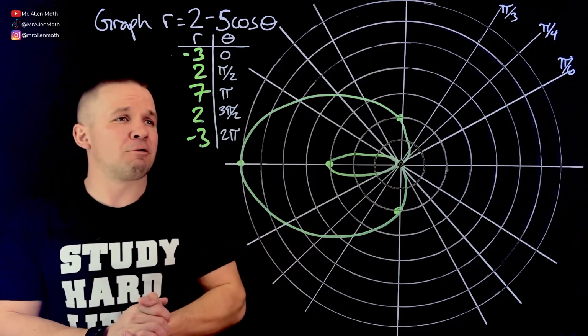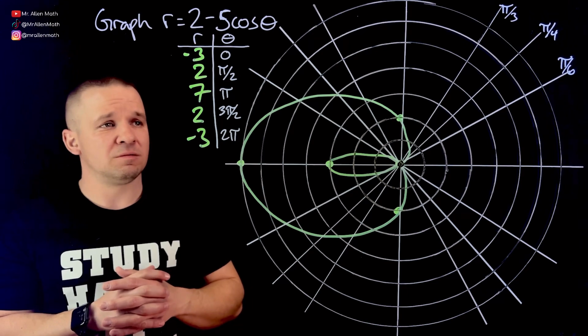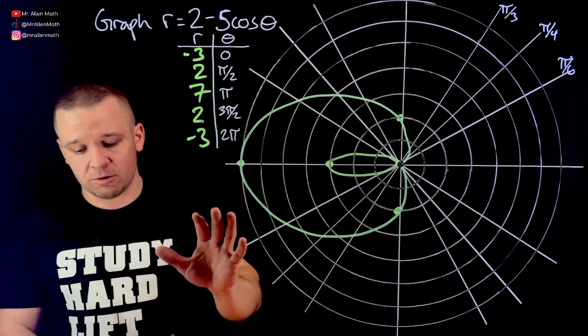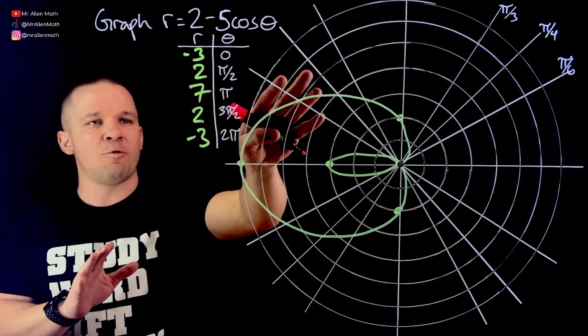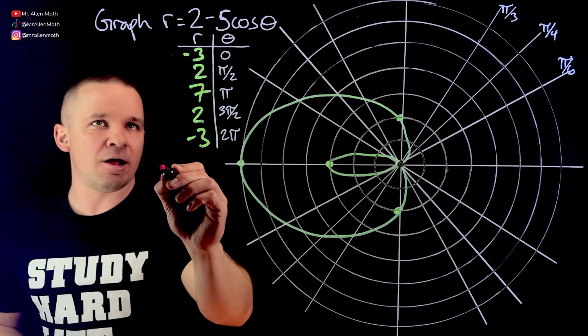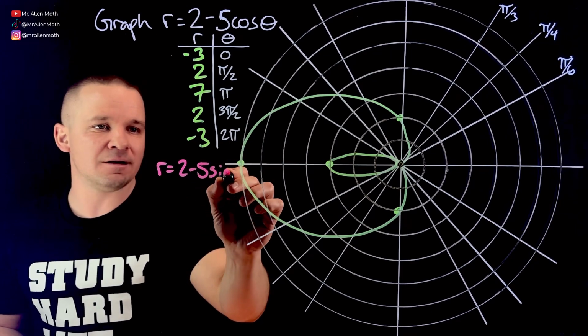A lovely little graph of a limacon, right? Cool. Now, if it were sine, we'd be going up or down, right? Do you want to try a sine one real quick? Let's try a sine one. We're going to do the same one here, but we're going to see how it works out with sine instead, okay? So now I'll have r equals 2 minus 5 sine theta.